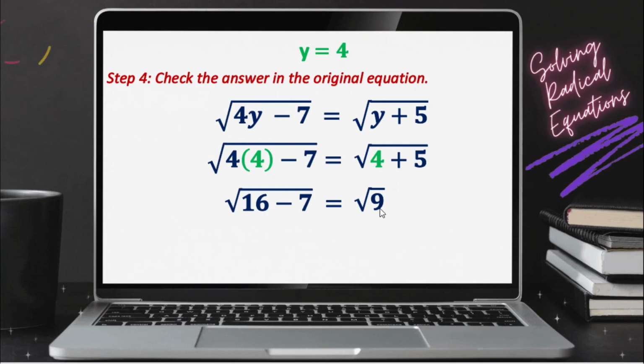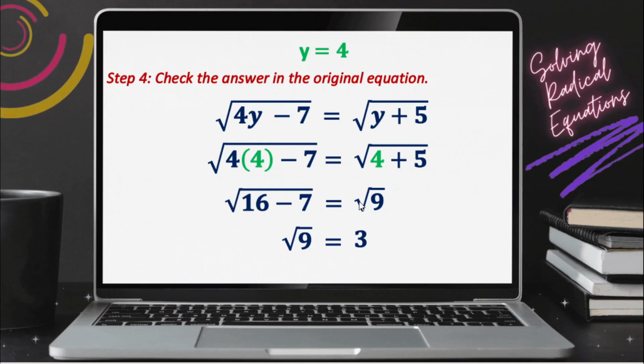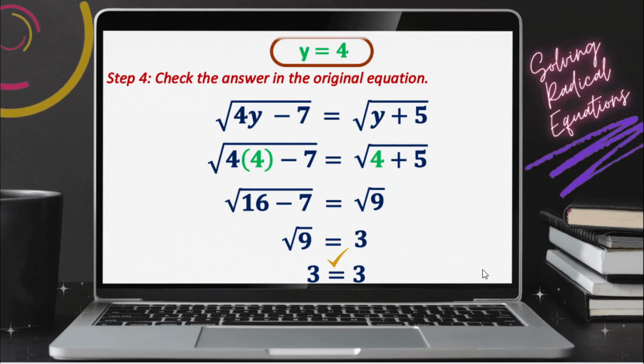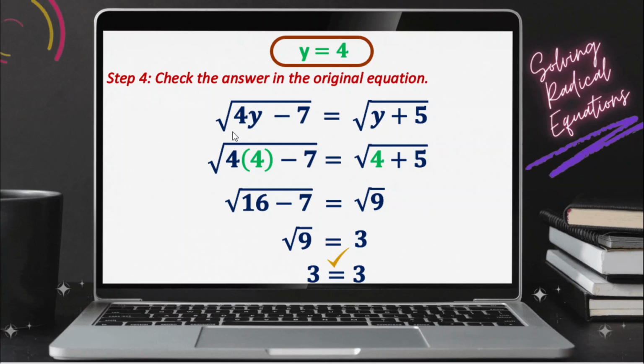So, magkakaroon tayong square root of 16 minus 7 is equal to 4 plus 5 is 9. So, magkakaroon tayo ng square root of 9. 16 minus 7 is square root of 9. Square root of 9 is 3. Then, dito, square root of 9, of course, is 3. So, therefore, meron tayong 3 is equal to 3. Ngayon, si y is equal to 4 is solution ng radical equation na square root of the binomial 4y minus 7 is equal to the square root of the binomial y plus 5.